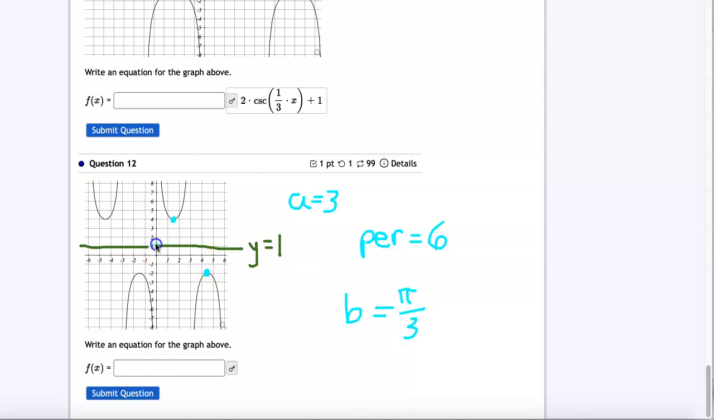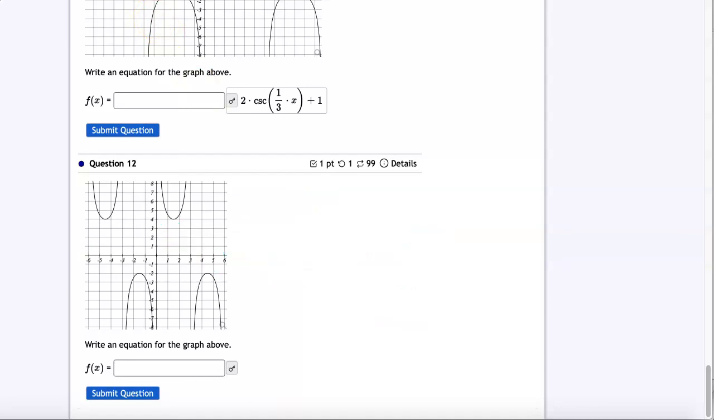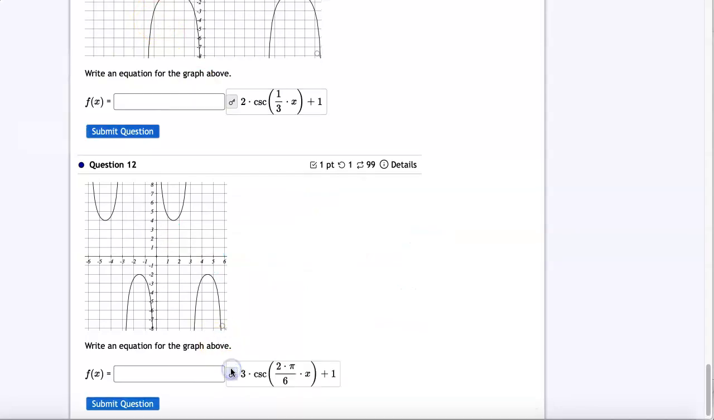And the graph is going to be a sine graph again. So that would be a cosecant, a positive cosecant. A positive cosecant with an amplitude of 3, a b value of pi-thirds, and a shift up 1 is going to be this graph right here, 3 cosecant. This should be pi-thirds. I don't know why they wrote it as 2 pi over 6, because that's not reduced, but it's pi-thirds. X plus 1.